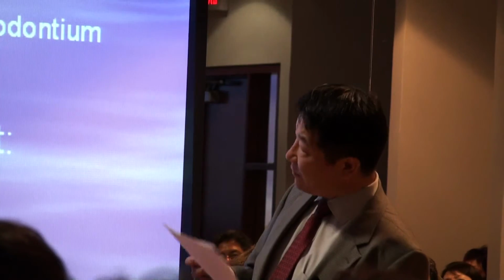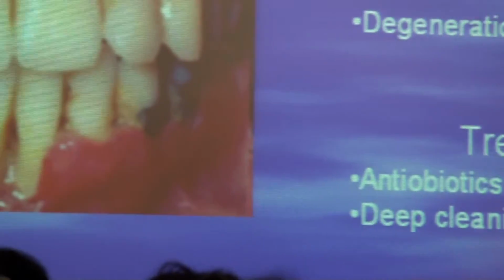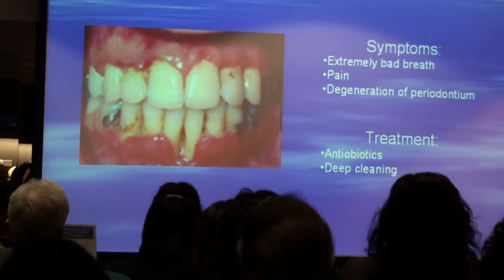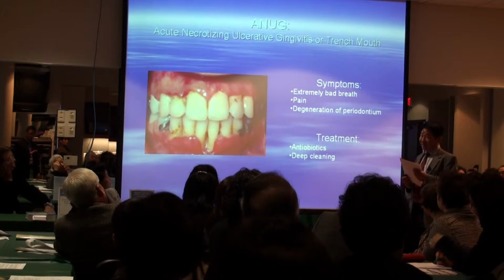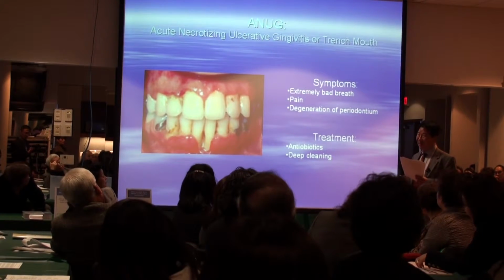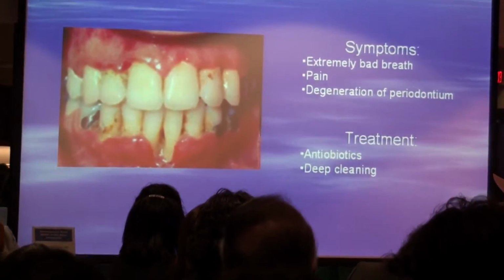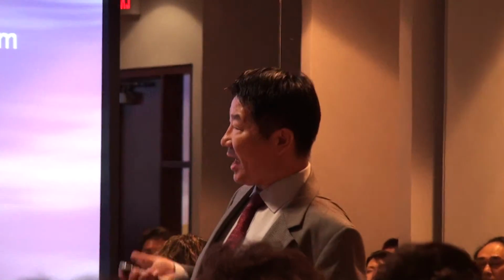Now, this is a very severe case of gingivitis. It's called ANUG. It's an acronym for acute necrotizing ulcerative gingivitis, or it's called ulcer trench mouth. I haven't seen this for the past 15 years or so. I used to see this quite a bit. I'm not sure why I don't see them anymore. It's a good thing. Once you have this, you will know you had it because it really, really stinks.